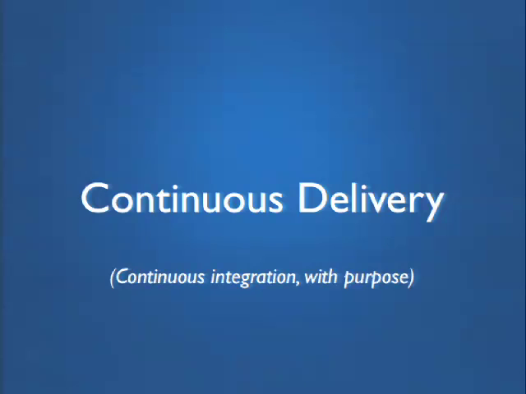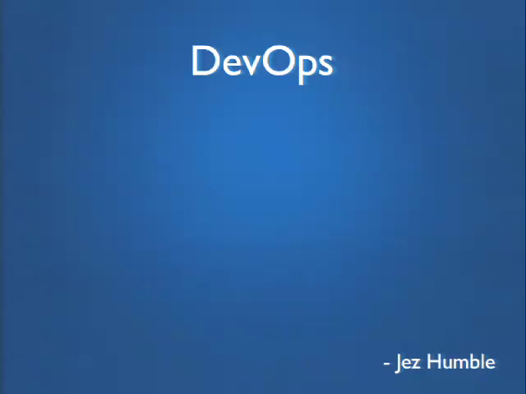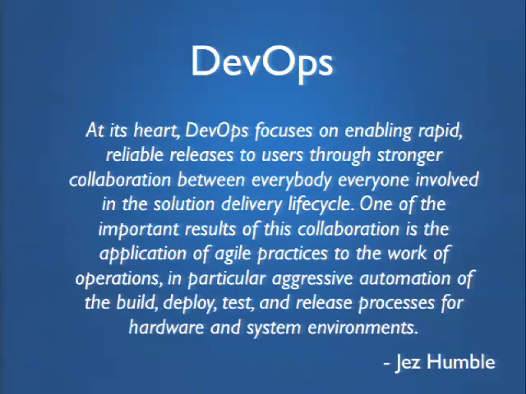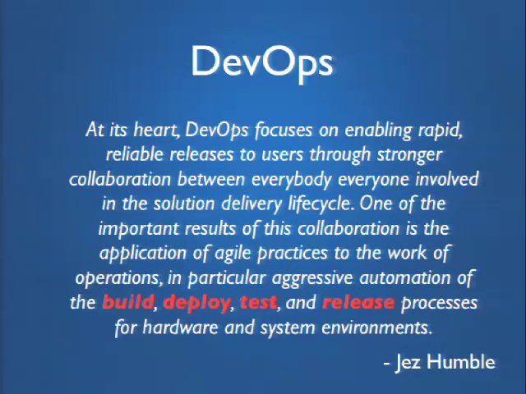All right, so DevOps. And I'm going to steal a quote here. At its heart, DevOps focuses on enabling rapid, reliable releases to users through stronger collaboration between everybody involved in the solution delivery lifecycle. One of the important results of this collaboration is the application of agile practices to the work of operations, in particular, aggressive automation of the build, deploy, test, and release processes for hardware and system environments. So let me just highlight those words, because really that's the key thing, along with aggressive automation.